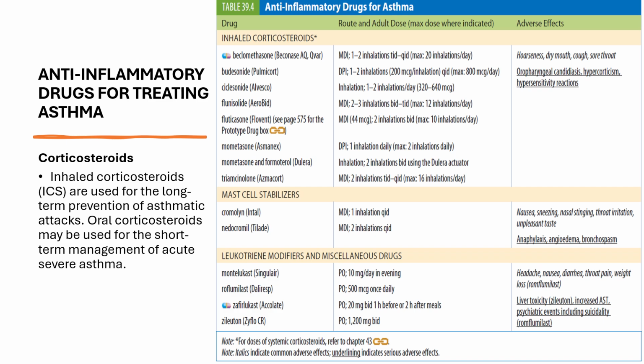If taken for longer than 10 days, systemic corticosteroids can produce significant adverse effects including adrenal gland atrophy, peptic ulcers, and hyperglycemia. Growth retardation is a concern with the use of these drugs in children.